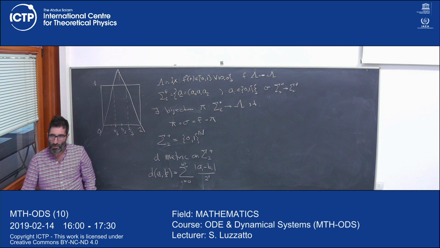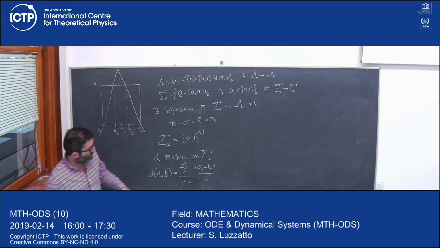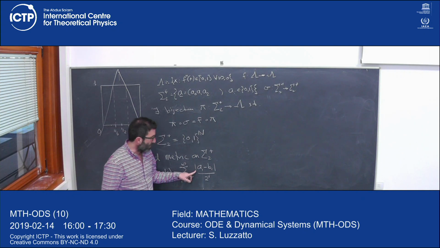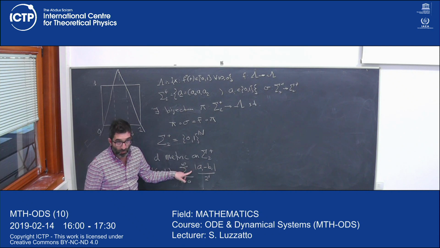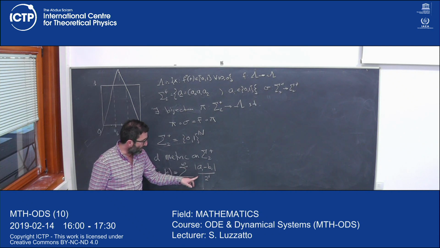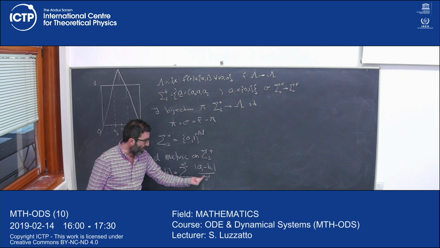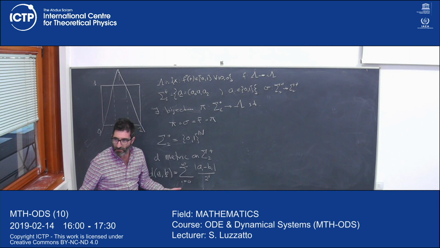So why does the series converge? Clearly it converges because the numerator is always only 0 or 1, because these are 0 or 1. And so it is bounded above by the series 1 over 2 to the i, which converges. So this always converges.